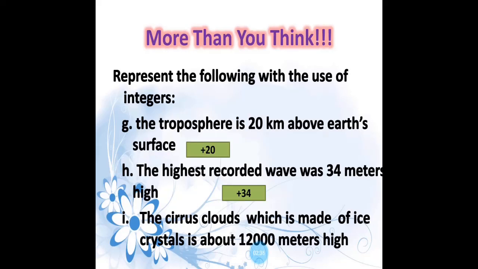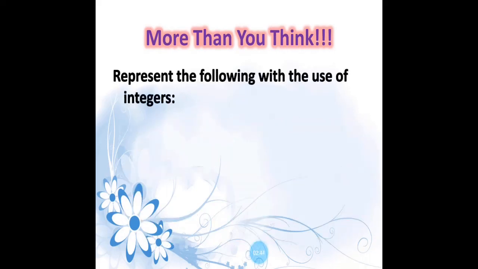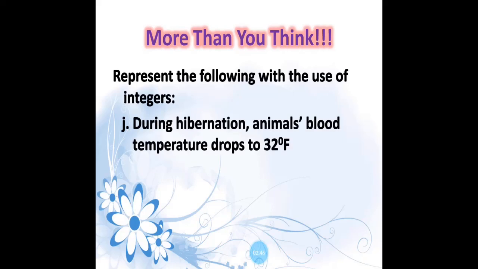The cirrus clouds, which is made of ice crystals, is about 12,000 meters high. Again, the word there is high. Therefore, the answer is +12,000. And the next one is, during hibernation, animals' blood temperature drops to 32 degrees Fahrenheit. So, how are we going to represent that? Drops. That would be -32 degrees Fahrenheit. Is that clear?